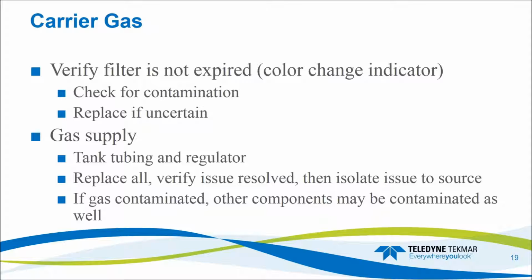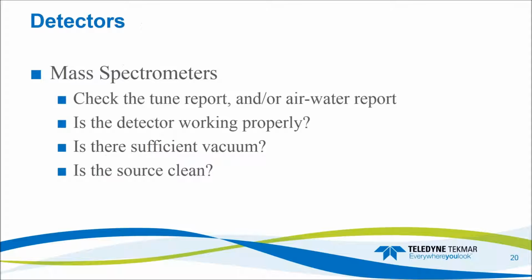So in this case, if it was coming from your carrier gas, start by checking your filter. Is it exhausted, or does it still have some capacity left? When in doubt, replace it. And then your gas supply. It could be the tank, it could be the tubing, or it could be the regulator. So set up a whole second system, separate tank, regulator, and copper tubing. If you don't see the problem, then you can work your way back and figure out where that issue is actually coming from in your carrier gas supply.